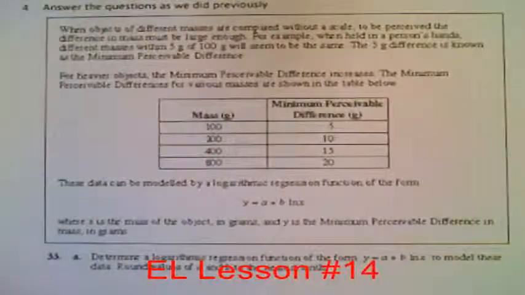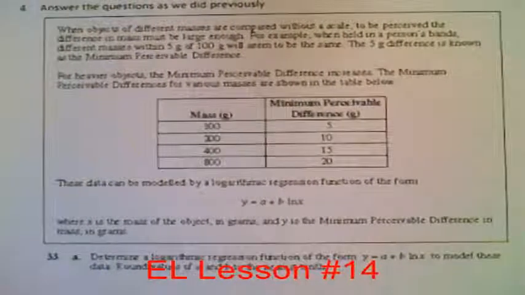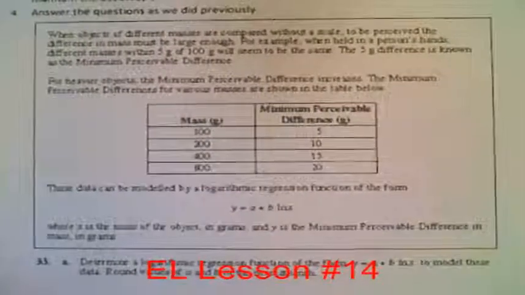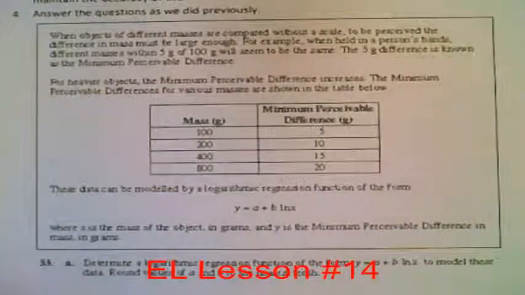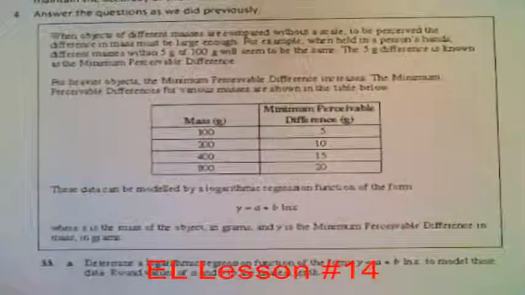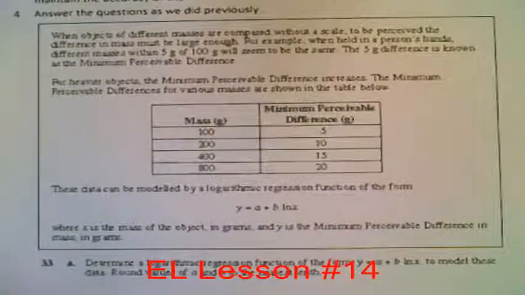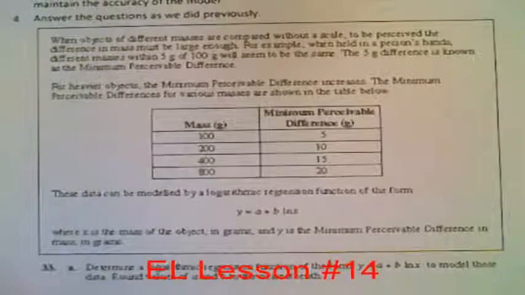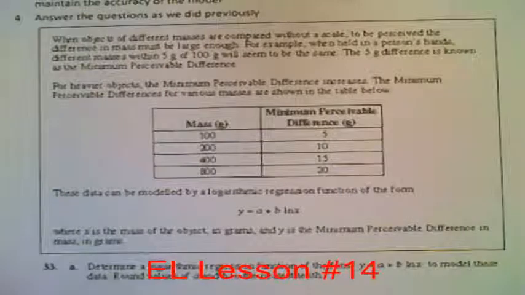So in this particular case, here's an example. When objects of different masses are compared without a scale, to be perceived, the difference in mass must be large enough. You pick it up, it has to be a big enough difference for you to notice that it's heavier. If it's not noticeably different, you don't notice that it's heavier, even though it actually is.